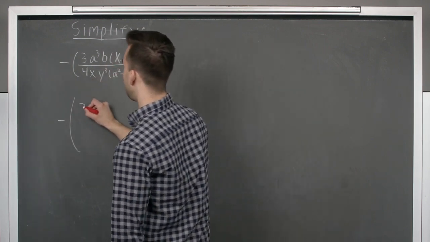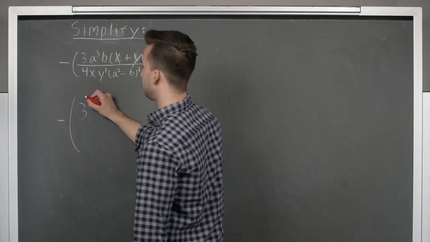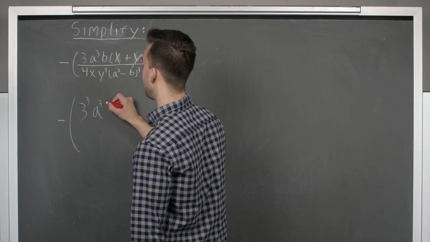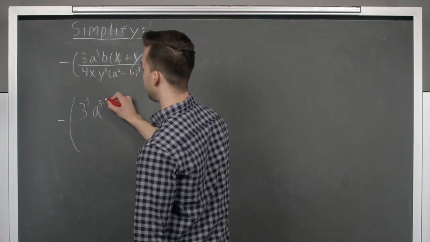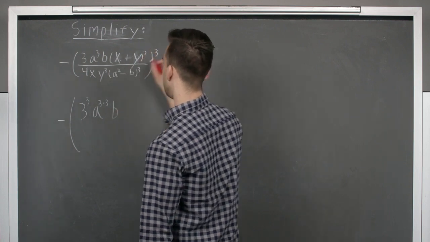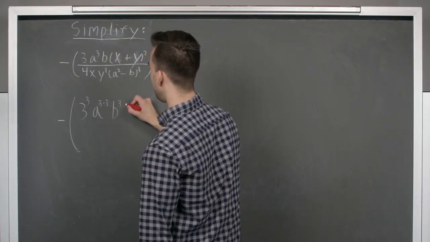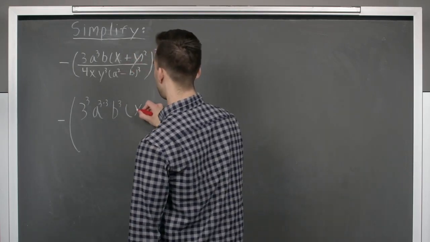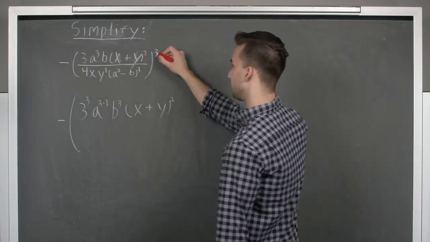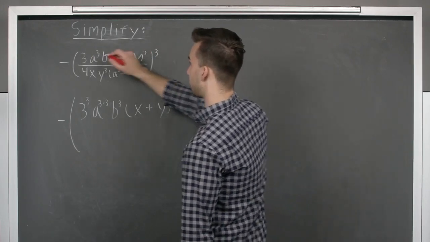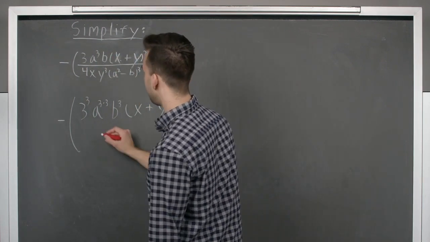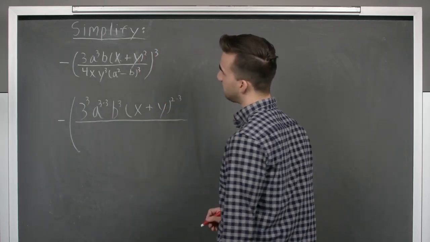So we have 3 times our outside exponent of 3, times a to the power of 3 times our outside exponent of 3. So that gives us 3 to the 9th. And then b times our outside exponent of 3. And then we have x plus y squared, also times our outside exponent of 3. Notice how we're doing every single factor times our outside exponent. And then we're doing the same thing to the bottom.